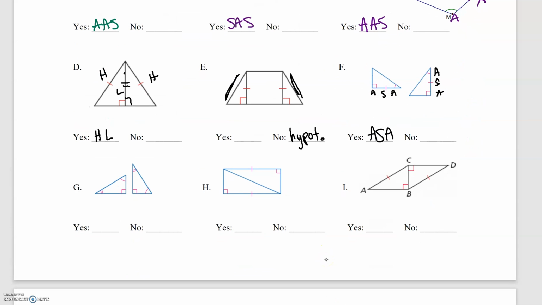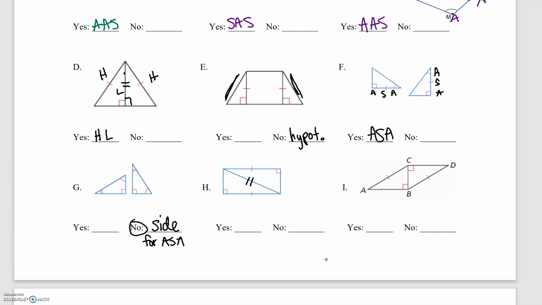All right, if you want to try this one, these three, G through I, go ahead and pause and try them and check when you're ready. Or you can continue to follow along. Angle, angle, angle. Nope, we need at least one side for ASA. So at least a side somewhere.